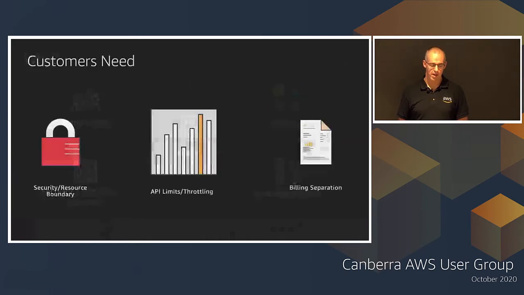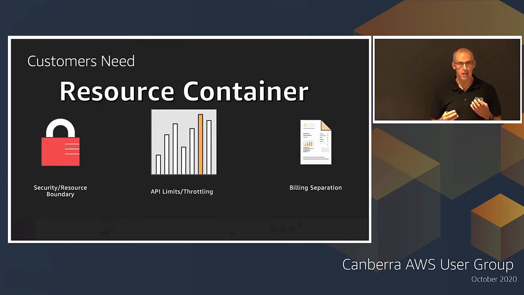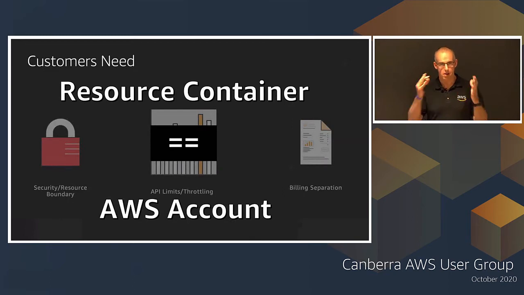So when we think about that and what customers need out of this, we think, okay, we need three things. We want to make sure that we've got the security and resource boundary sense, so we've got that level of isolation we talked about, the noisy neighbour problem around account limits or API throttling if one application is doing a bit more, and that billing separation. We land on the idea that in AWS, a resource container is an AWS account. That is our resource boundary and the way we think about it.